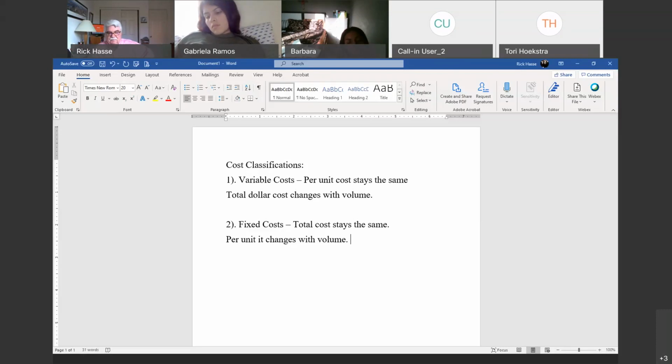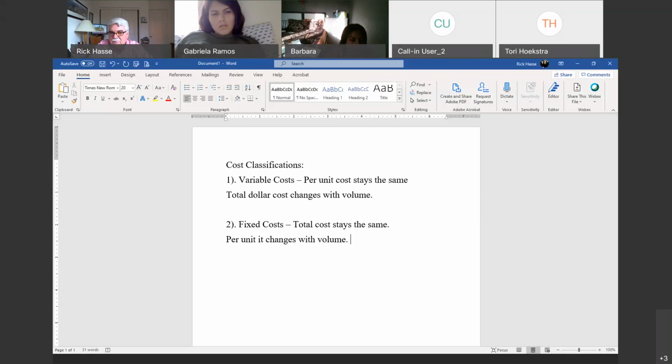Here's another example of fixed costs. Insurance. You're going to need insurance if you produce 1 unit or 1,000 units. You're still going to need insurance. That's a fixed cost. Here's another example of a fixed cost. Rent. I rent a building to build and work on my company. What goes on in that building means nothing. You're still going to have to pay the same amount of rent.